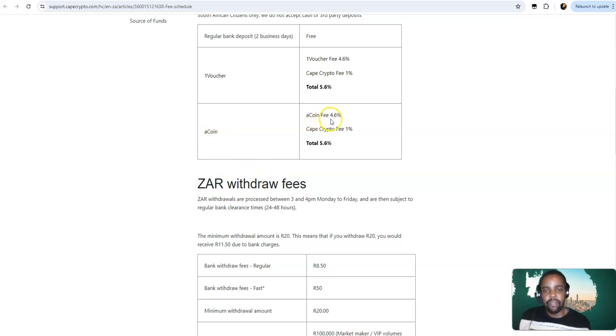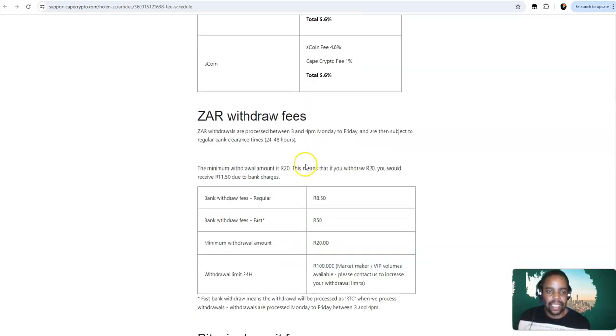A coin fee of 4.6%, Cape Crypto fee of 1%, totaling another 5.6%. ZAR withdrawal fees: ZAR withdrawals are processed between 3 and 4 p.m., Monday to Friday.